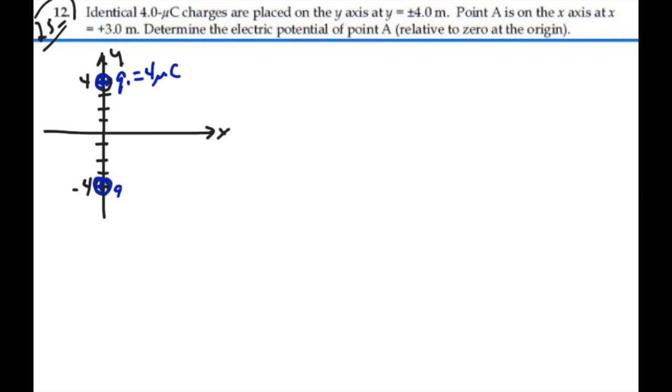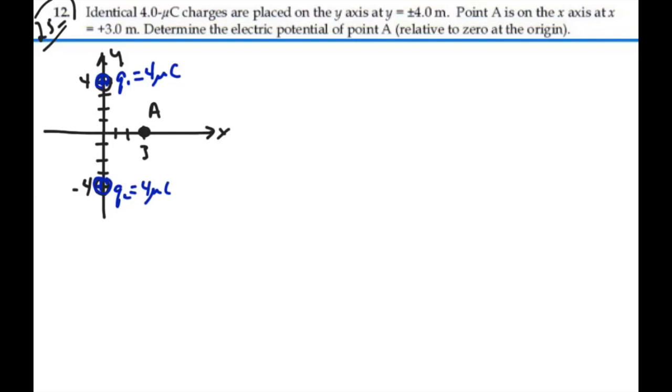Alright, so let's see what we got here. Here's x and y. Here's plus 4 meters on the y-axis, minus 4 meters on the y-axis. We have two charges, identical charges, both of them positive. Let's use blue for that. And they're both 4 microcoulombs. So Q1 is 4 microcoulombs. Q2 is 4 microcoulombs. And point A is 3 meters on the x-axis.